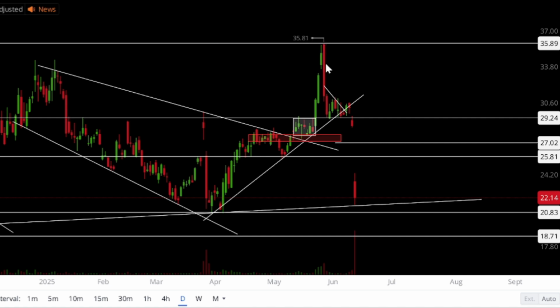Then we see a sharp sell-off and correction, getting into another one of these ranges, kind of doubling this range we saw here, mirroring that.